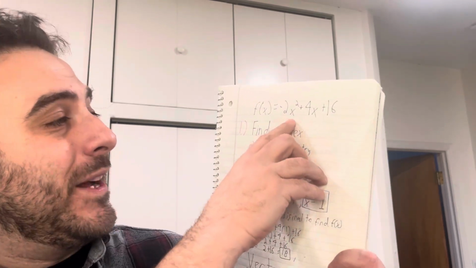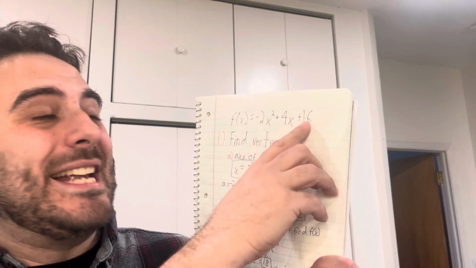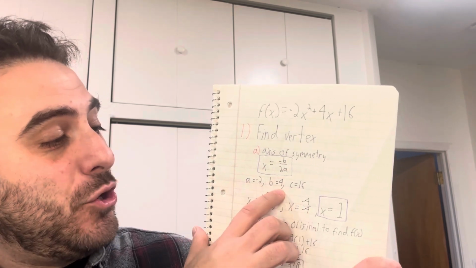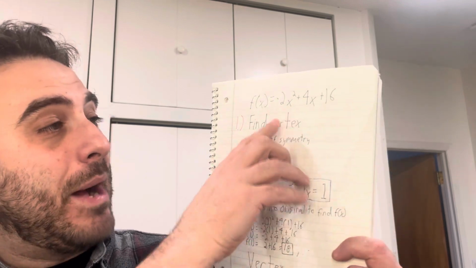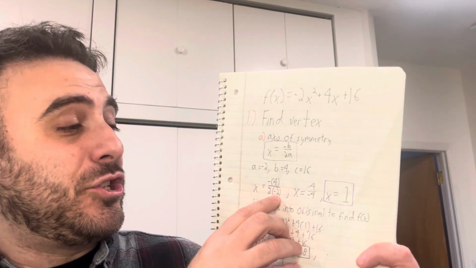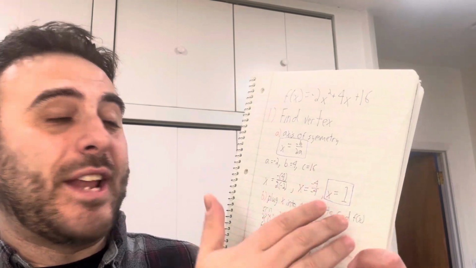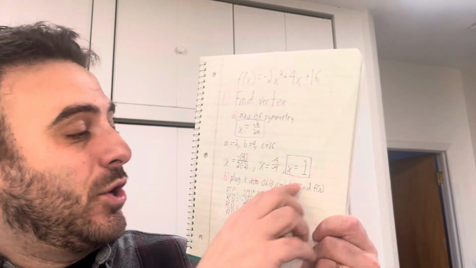In our formula, a is negative 2, b is 4, and c is 16. So x equals negative of positive 4 divided by 2 times negative 2. x equals negative 4 over negative 4, so the x value of our vertex is 1.